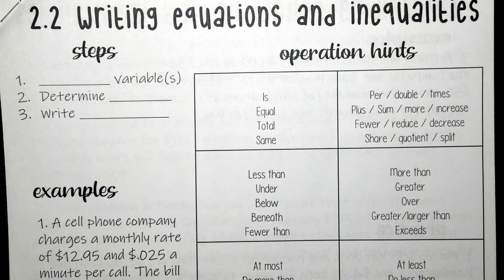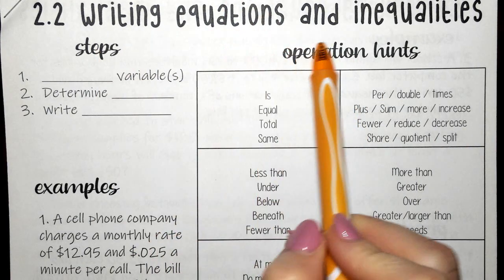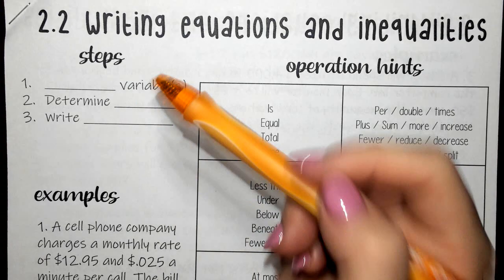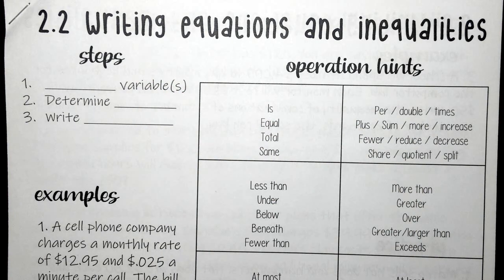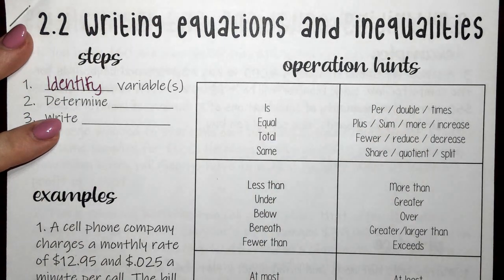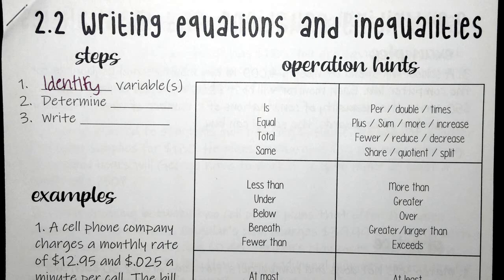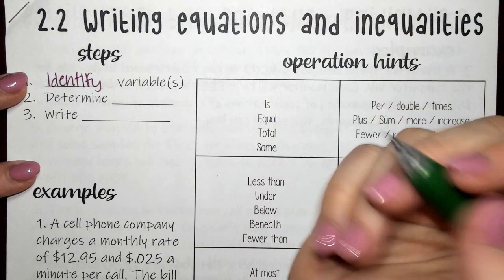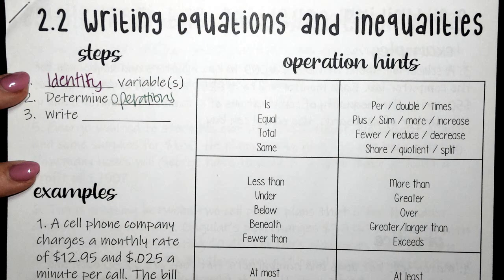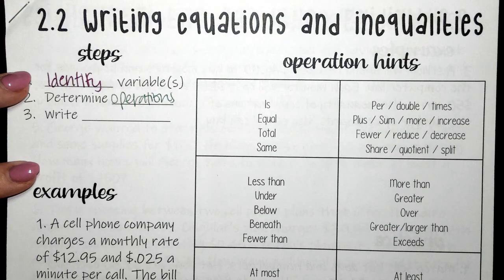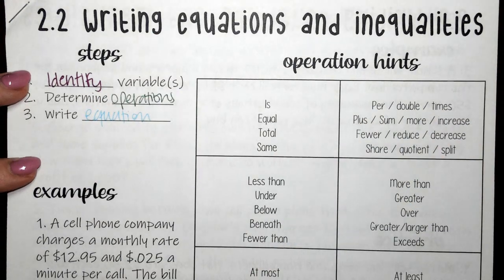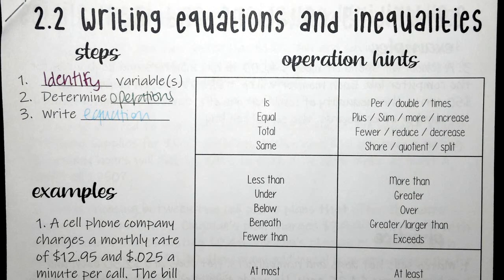We are going to look at how to write our equations and inequalities from word problems, okay? So our steps are: identify the variable or variables. There could be more than one. Then we are going to determine what operations we are using. Could be more than one again. And then finally we will write our equation. Right now we're not going to solve, we're just going to write out the expression.